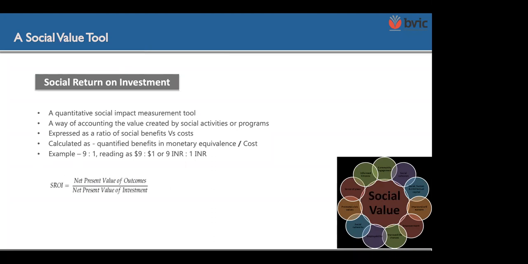And then, simply, the net present value of outcomes and the net present value of investment. Don't get worried about the net present value. It's a financial term. It's not big, a very simple way to calculate, but imagine it is nothing but the total value of outcomes and the total value of investments.